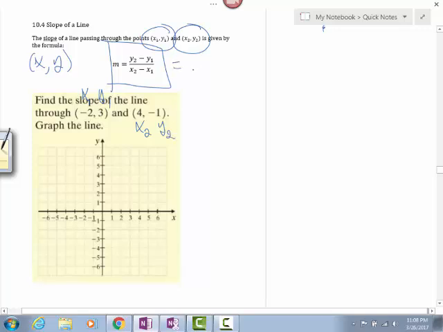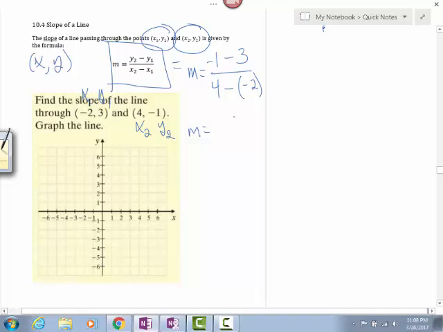So now all I'm going to do here is plug into my formula m equals y2. Well, y2 is my number -1 minus y1. y1 is my number 3. And the bottom part says x2. Well, 4 is my number x2 minus x1. Well, -2 is my x1. So I'm going to go ahead and continue here.